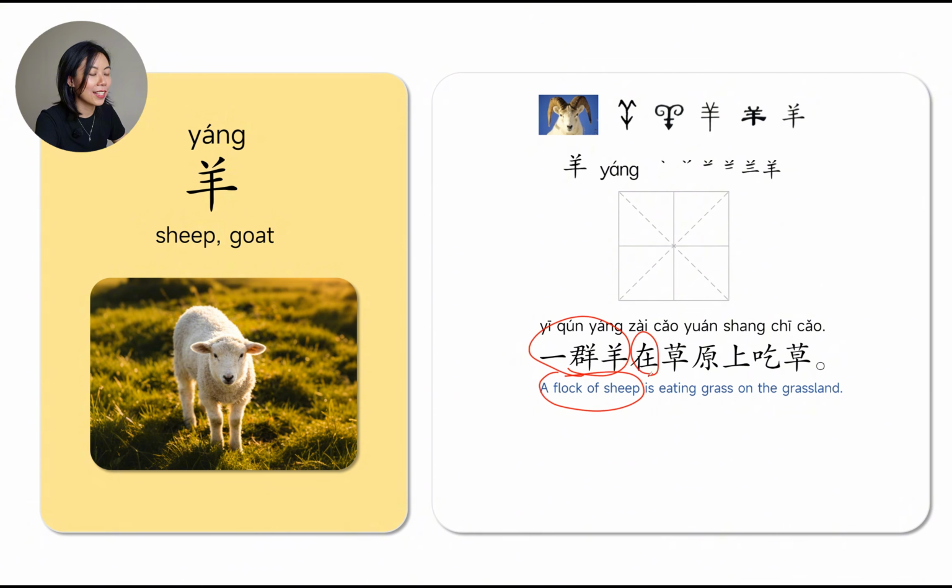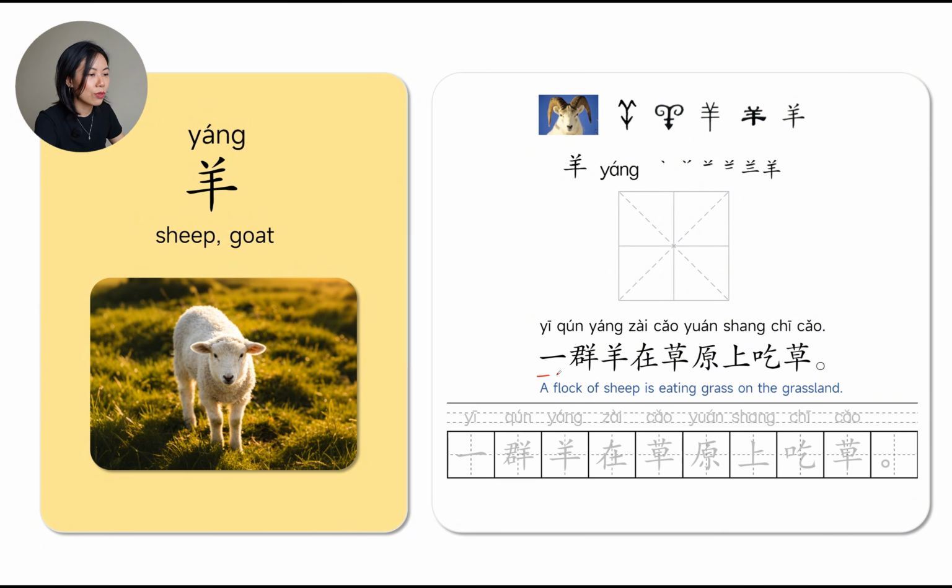And then 在 is in, on, at. We know that. And 草原 is grassland. 草 is grass. 草原 grassland. 上 means on. So 草原上 on the grassland. 吃 to eat. 草 grass. 吃草 eat grass. Okay? So the whole sentence, 一群羊在草原上吃草。A flock of sheep is eating grass on the grassland.